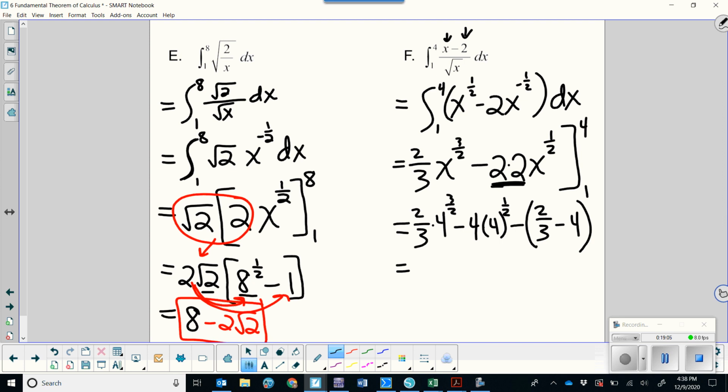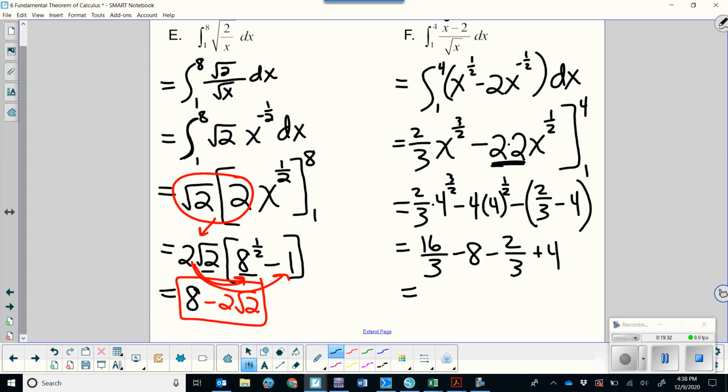So I have 4 to the 3/2. So of course we do the root first. So we have square root of 4 is 2. 2 cubed is 8. That makes this 16/3 minus square root of 4. So 4 to the 1/2. Square root of 4 is 2 times the 4. That's minus 8. Minus 2/3 plus 4 by distributing that minus sign. And then I'm going to, again, combine the two things that both have the same denominator. So 16/3 minus 2/3 is 14/3. Negative 8 plus 4 is minus 4.